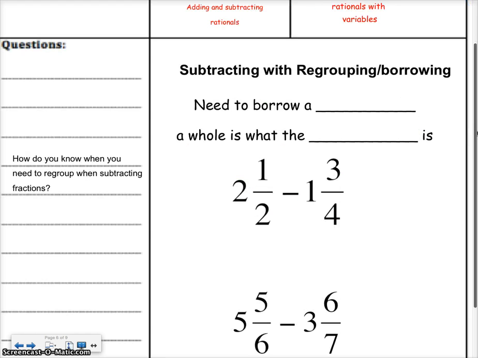Subtracting with regrouping. That's our next thing. So if you can borrow from a whole, you must borrow from a whole instead of making the numerators go negative. Sometimes you can't. But if you can borrow a whole, you need to borrow one. And a whole is whatever the denominator is. The denominator makes the whole. Like 3/4, 4 parts to a whole. 5/8, 8 parts to a whole.